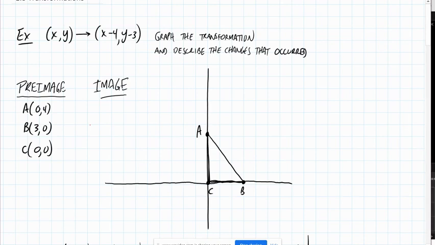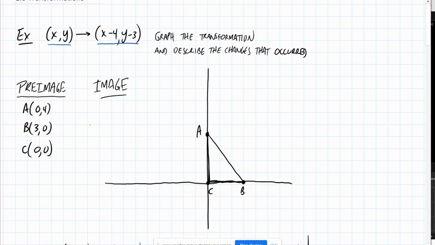We're going to deal with transformations today, which are functions that move points in the coordinate plane. So this function here, for example, tells us that if we start with a point x, y, it's going to move to a new location at x minus 4, y minus 3. And so we're going to plot the transformation of this triangle ABC and see what happens to the triangle.